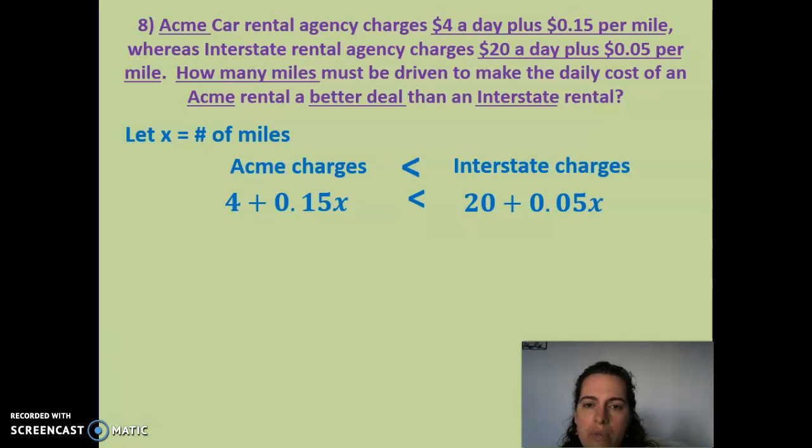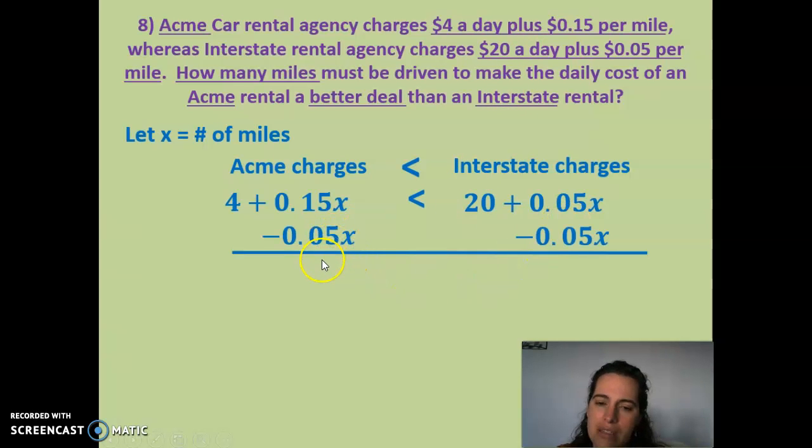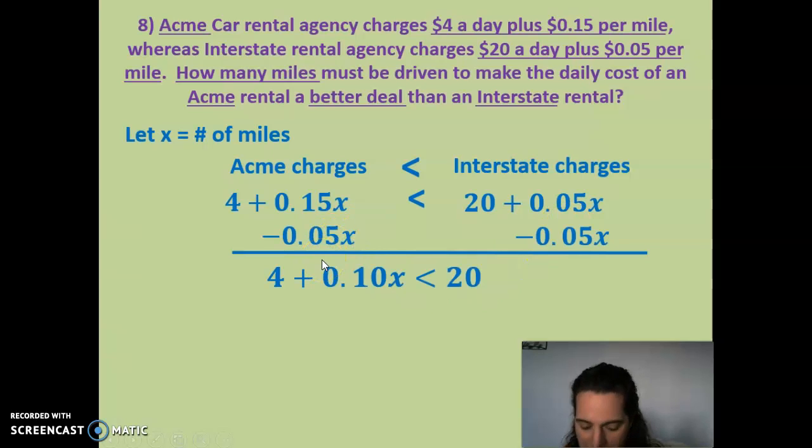Now in this one, it's not asking you for your inequality. I think it did on number 1. But this one just wants you to solve it. They want to know how many miles. Okay, so we've got it set up. Now we just get to solve it. So let's get X together. And remember, we do want X over here on the left-hand side.